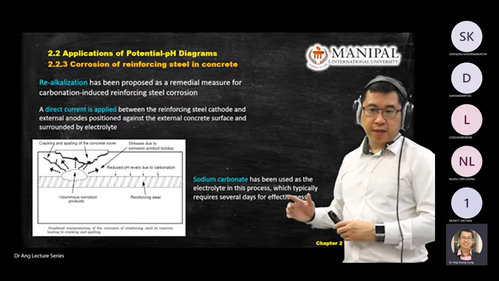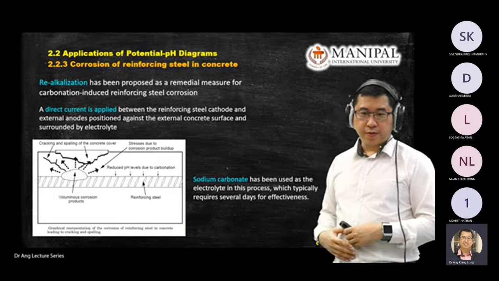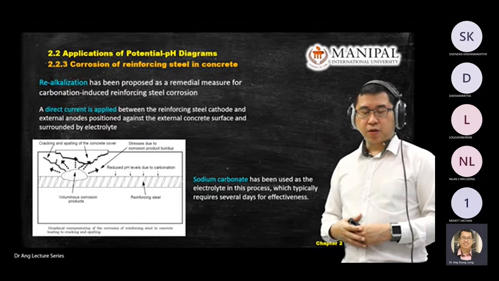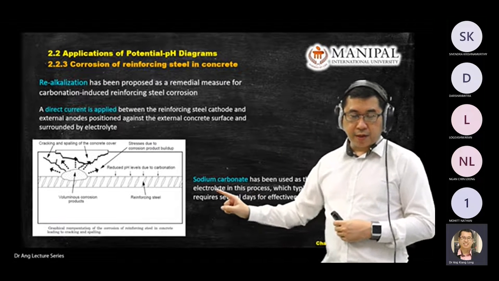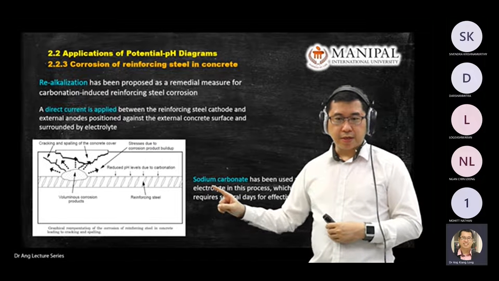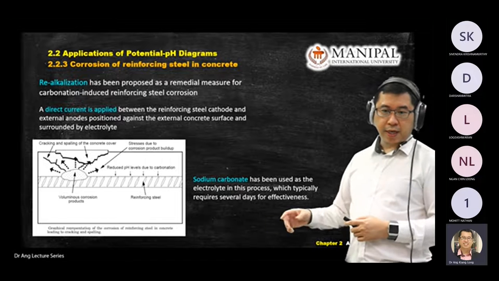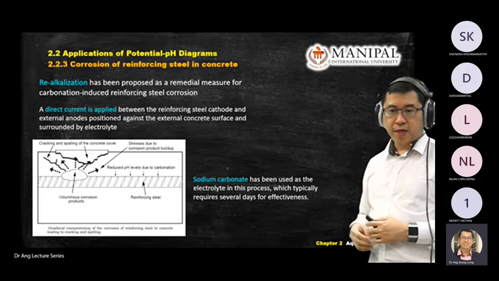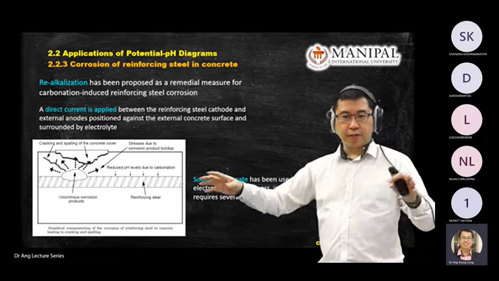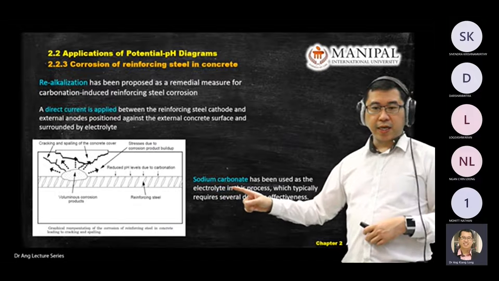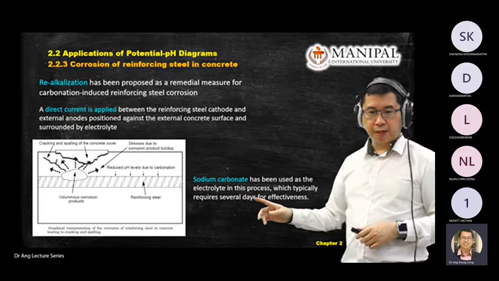So the rest you can read from here. This one is another solution to strengthen the reinforced steel, to prevent or to do maintenance for the reinforced steel in concrete. One of the typical chemical compounds is sodium carbonate. Okay, sodium carbonate. And it takes a few days. So sometimes when they do building maintenance, they will seal the whole site for a few days because they inject some of the chemical compound into the building structure. Okay.